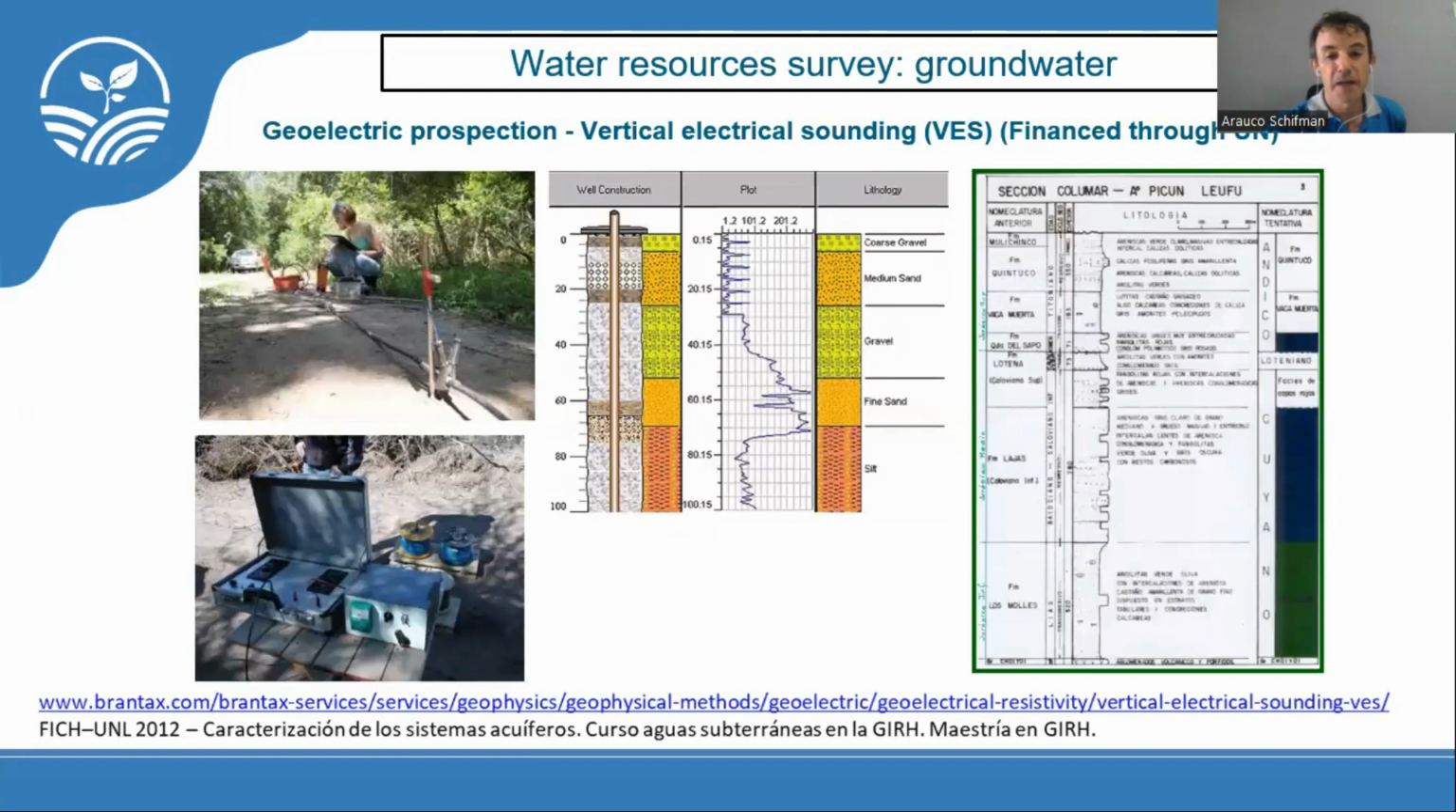But if we have some funding to do research, we can do a geoelectric prospection, the vertical electrical sounding, like this one that we have. We can measure the electrical state of the soil so we can search for resistivity layers. When we have layers with more resistivity, there is more chance that the water doesn't flow freely in those layers. So we need to search for layers with low resistivity, generally the sand layers.